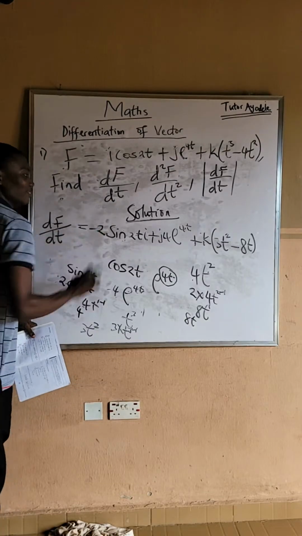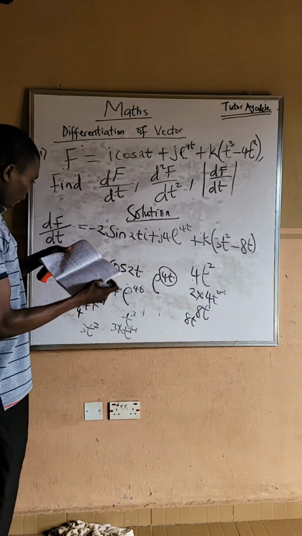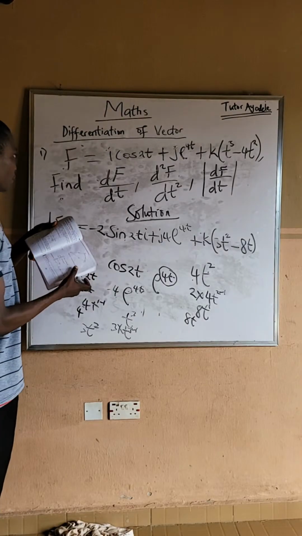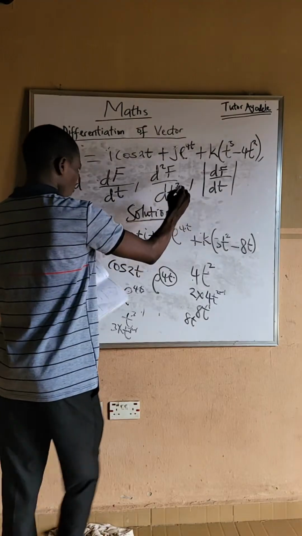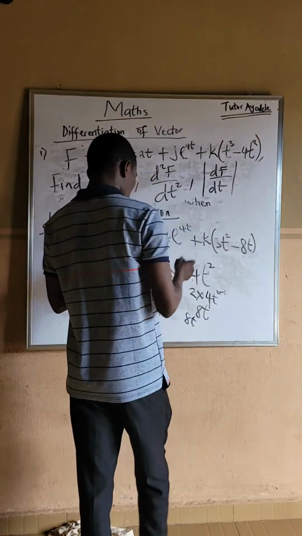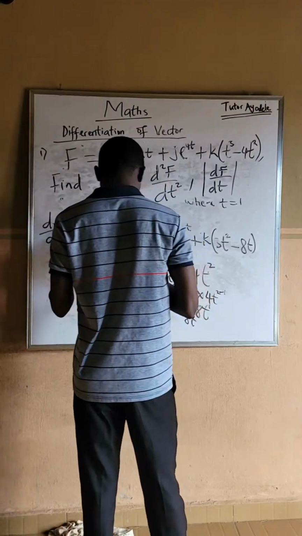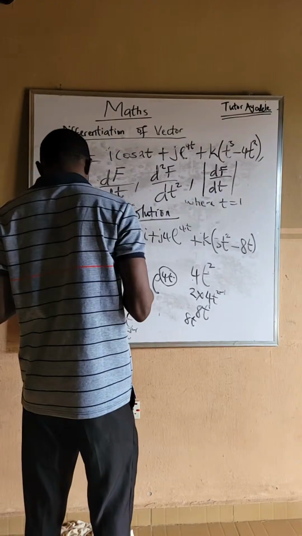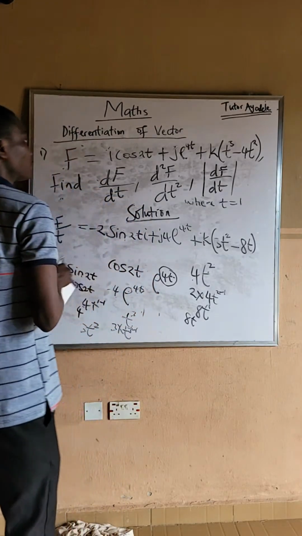The f prime of t, which is this. But are we given the value of t? Yes, the value of t was given in the question. Where can I write it? Where t equals 1, okay, where t is equal to 1.